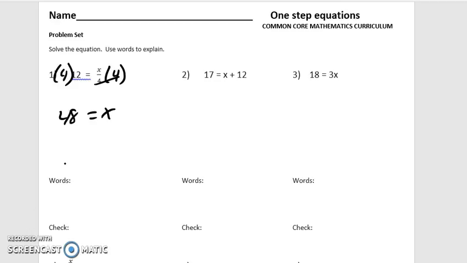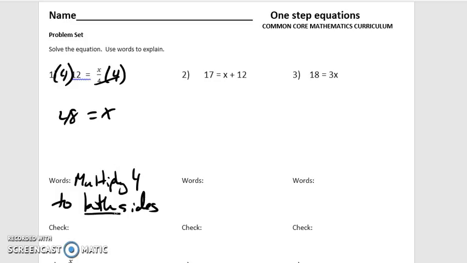So what we want from you here is words. Words of what did you end up doing. So what did you do here? Well, I multiply 4 to both sides. The key thing here is this phrase of both sides. That's one of the things that we're really trying to emphasize here.